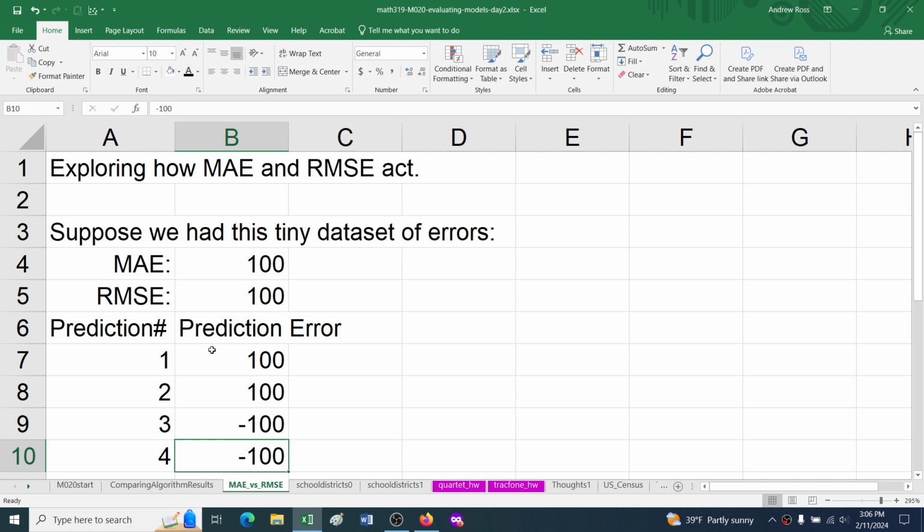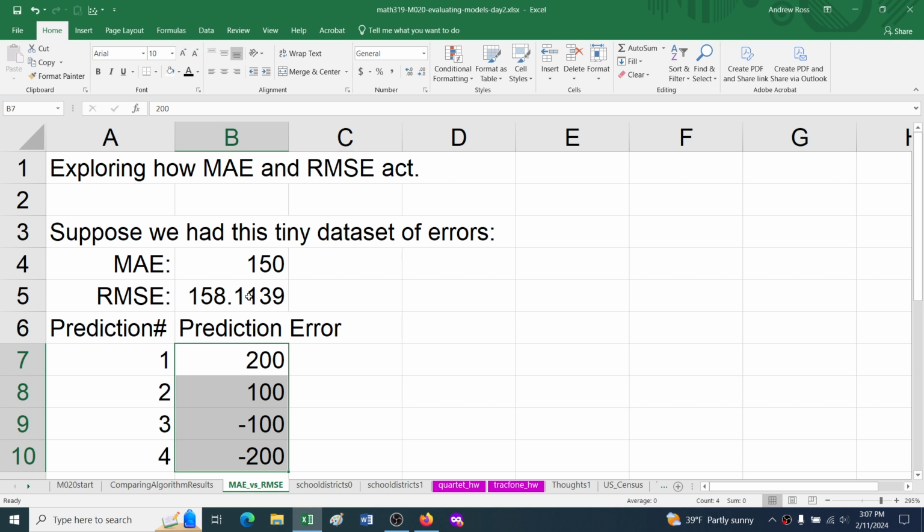So in very simple cases, the mean absolute error and the root mean squared error can be the same thing. But what if we replace, let's say, this 100 with a 200, and this negative 100 with a negative 200? I'm going to go ahead and do that, but think about what we're going to get for the mean absolute error and the root mean squared error. So I replaced them, and does it surprise you that 150 is the mean absolute error now? Probably not too surprising.